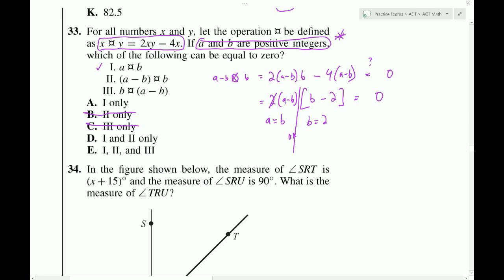So can either of these be possible? The answer is yes, right? So whatever I choose for a, if I choose the same thing for b, let's say 1 and 1, the original would be 0. Or I could just have a be anything and b would have to equal 2, and the whole thing would be 0. So this gets a check mark. So now we can eliminate yet another choice. And really it's just down to whether 3 works or not. So we'll repeat once more.